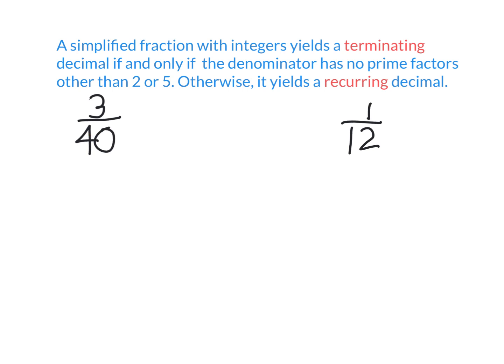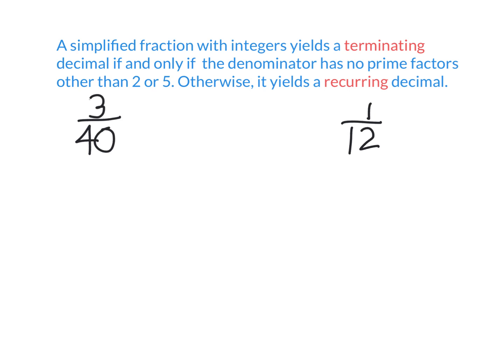So 3 over 40 is simplified. Now the only prime factors of 40 are 2 and 5. There's no other prime number that goes into 40. So we can be sure that 3 over 40 will yield a terminating decimal. On the other hand, 1 over 12 is simplified. 12 has a prime factor other than 2 or 5. It's divisible by 3. So this will yield a recurring decimal.